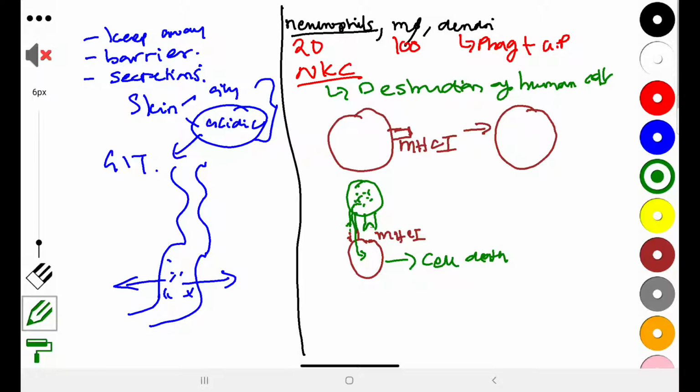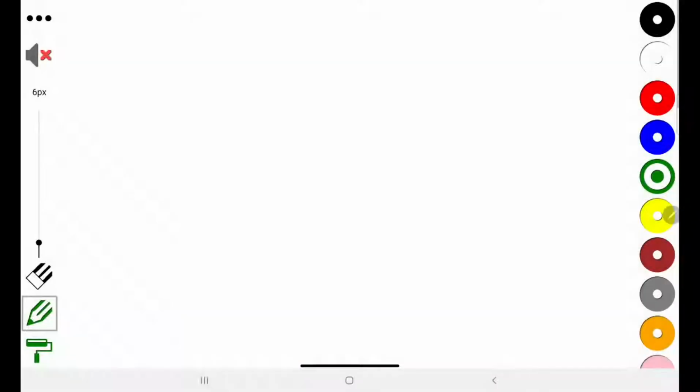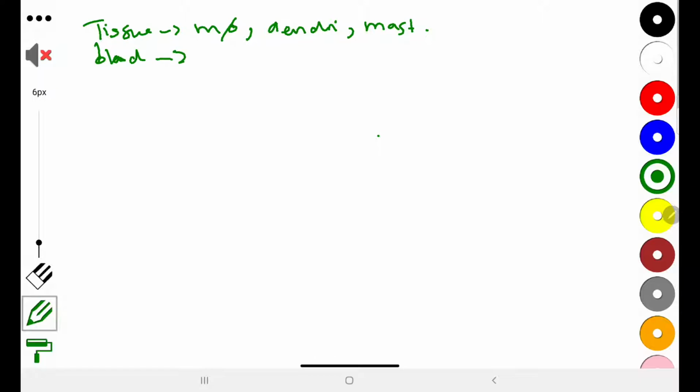First of all, you have the tissues themselves. So let us just start on a clear plate and just say the tissues have the macrophages. They also have dendritic cells and they have mast cells. And then the blood capillaries have phagocytes as well as red blood cells and other white blood cells.